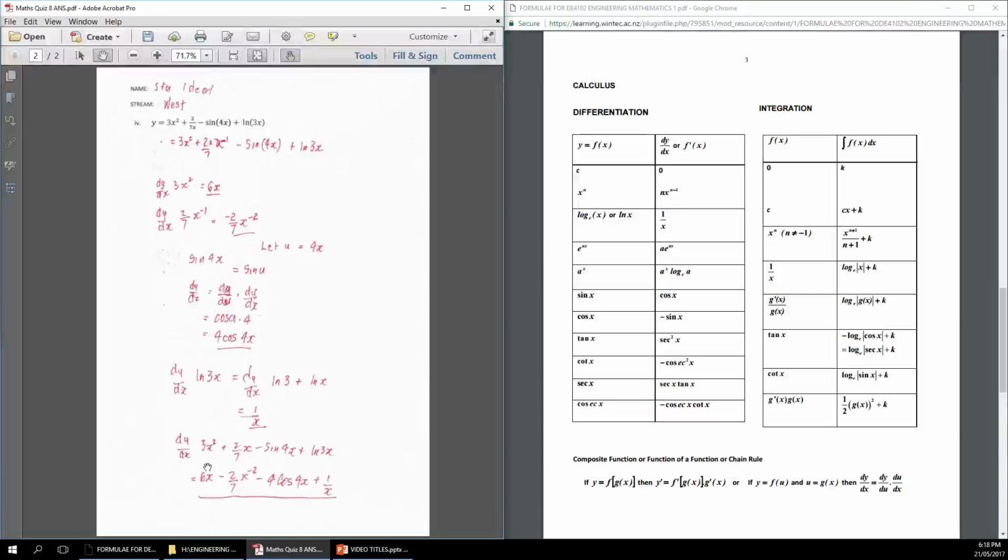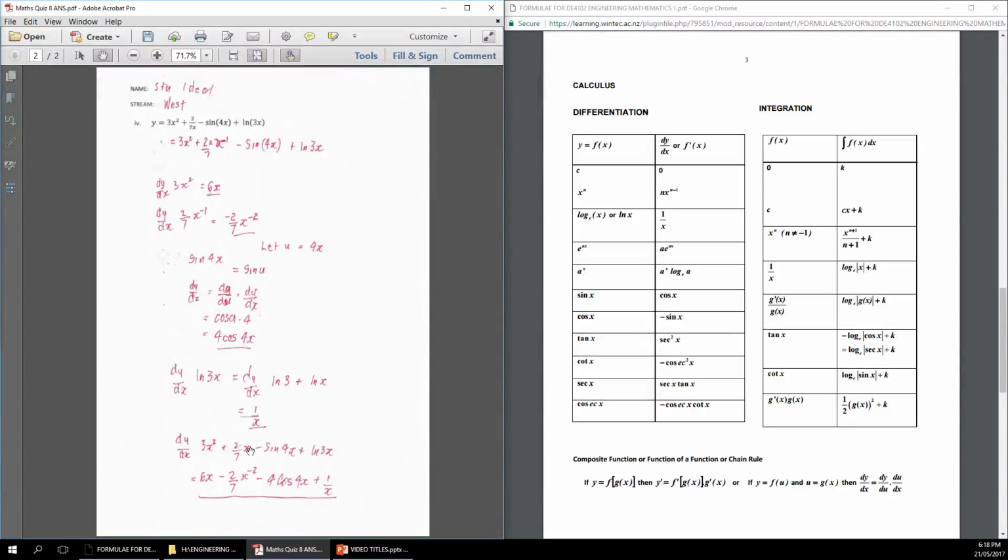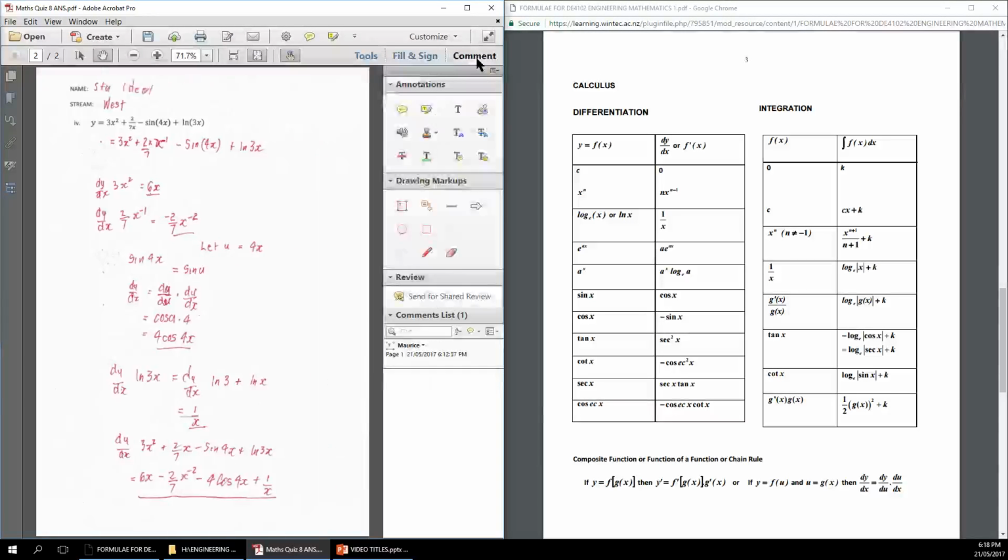So putting it all together, we get dy by dx, and I've written the whole thing, 3x squared plus 2/7 x. Oh, that should be x to the -1. So yeah, I'll fix that up right here and now. I'll put a little text box in there and put it in there. Okay, and that should be -1.